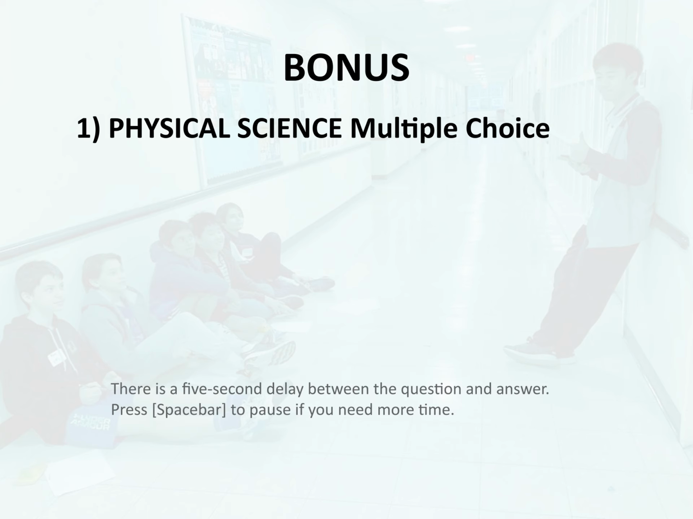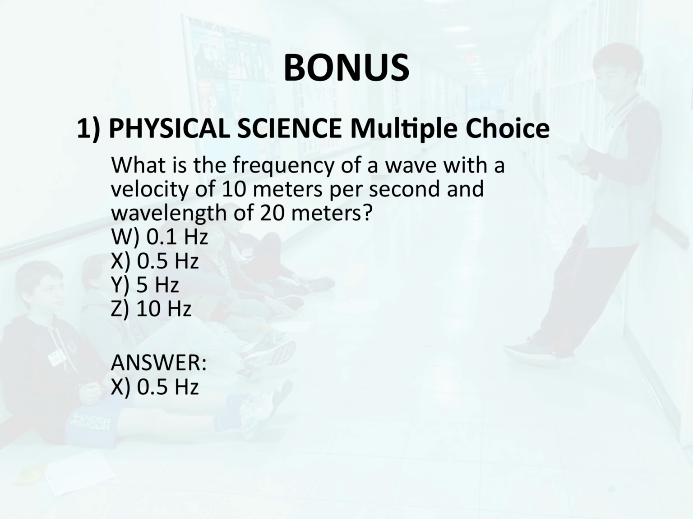Bonus 1. Physical science. Multiple choice. What is the frequency of a wave with a velocity of 10 meters per second and wavelength of 20 meters? W, 0.1 Hz. X, 0.5 Hz. Y, 5 Hz. Z, 10 Hz. Answer, X, 0.5 Hz.